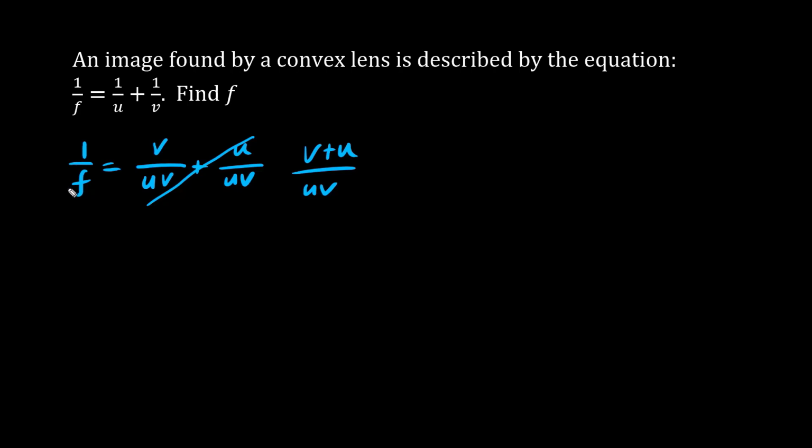equals 1 over f. So let's take the reciprocal of both sides. You can actually cross multiply or take the reciprocal. So f equals the numerator and denominator switched. We have uv over v plus u, which is the same thing as u plus v, and this here is our answer. We found f.